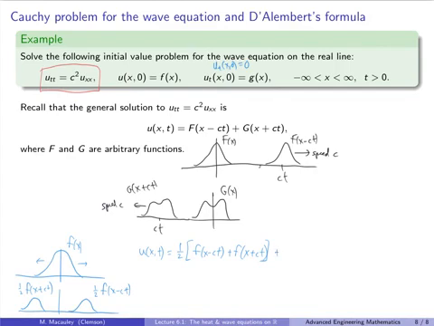It's going to be plus 1 over 2c times the integral from x minus ct to x plus ct of g of s ds. So again, it's easy to check that if you plug in t equals 0, this term is also 0. That doesn't affect the initial position because you're integrating something from x to x. Of course, that's going to be 0.